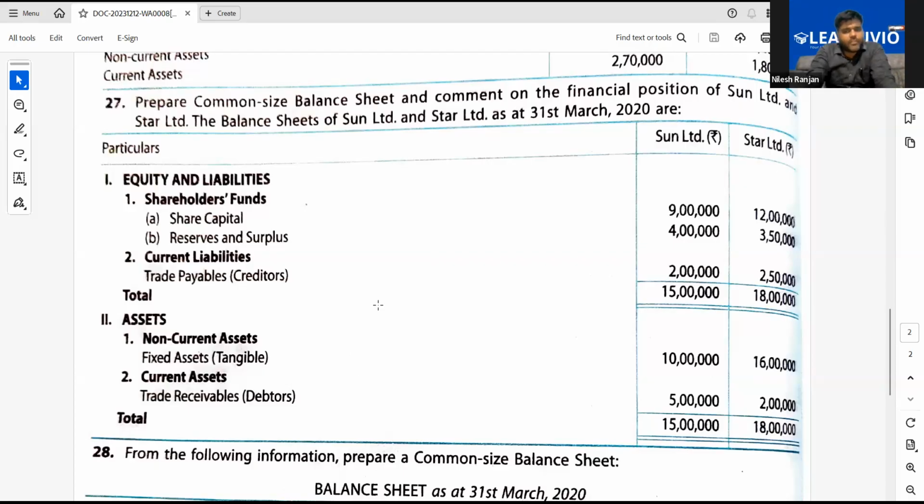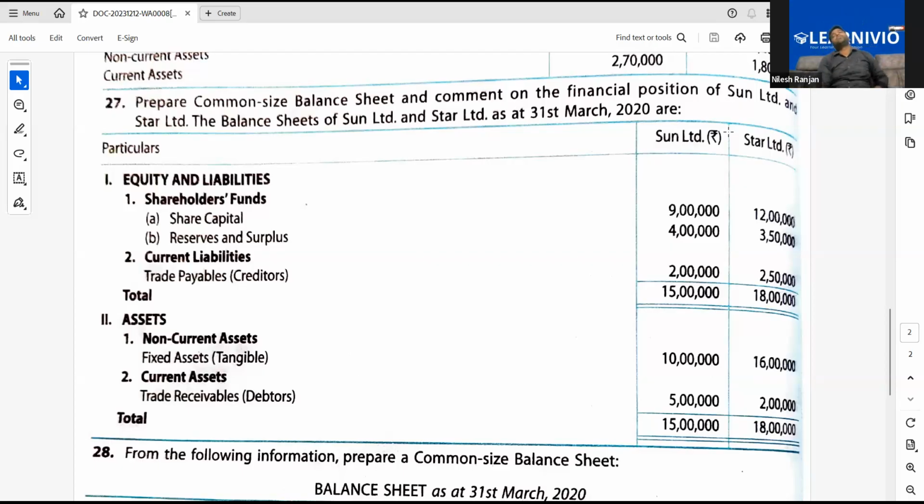So everyone, have you completed this or still doing the question? Yes, sir. Tell me the amount. For Sun, it's 60%, 26.6%, and 13.3%. And then in the assets, it's 66.6 and 33.3. Yes, that is correct.